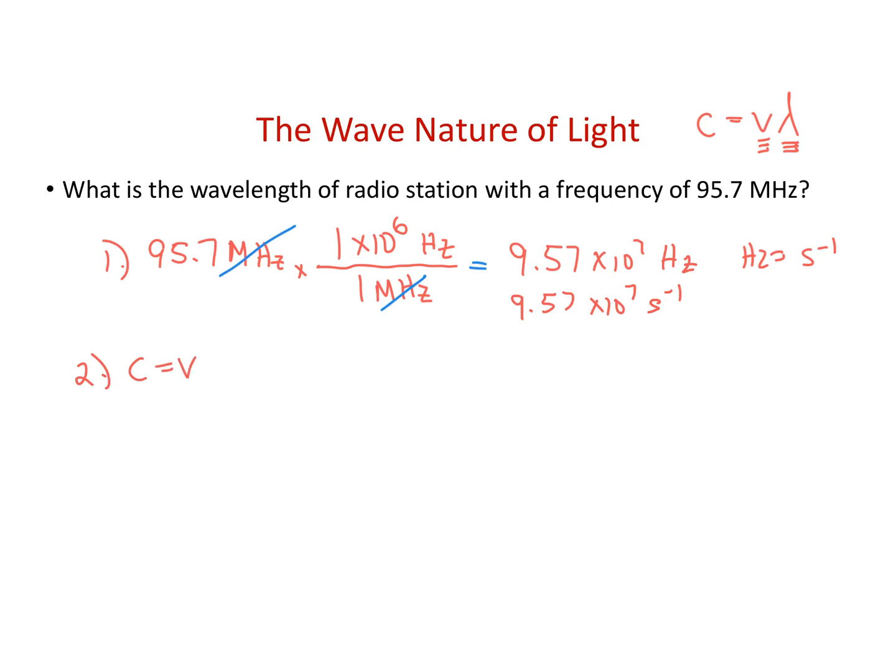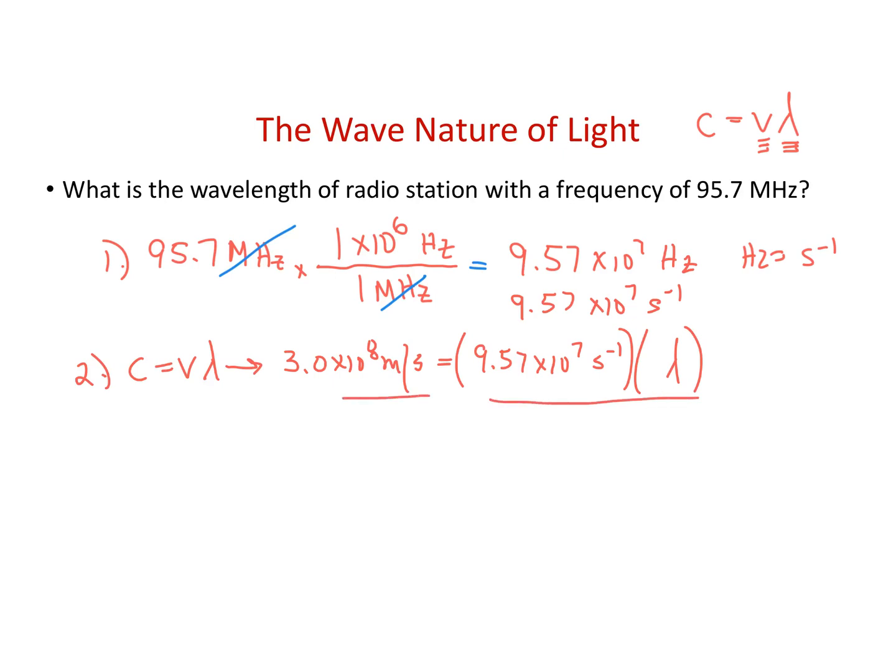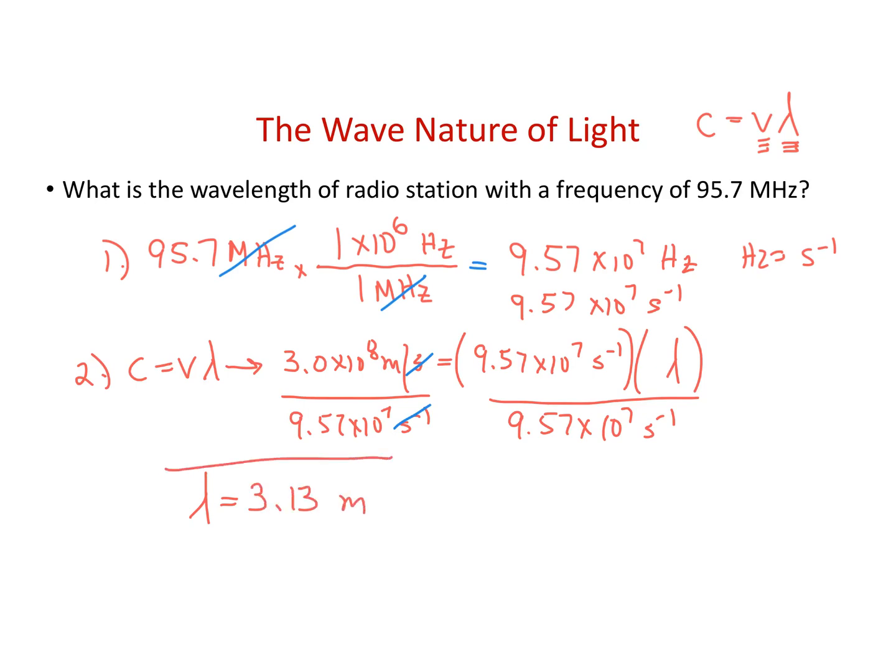c equals frequency times my wavelength. I know c is the speed of light, 3 times 10 to the 8th meters per second. That equals my frequency of 9.57 times 10 to the 7th inverse seconds. And my lambda in this case is the unknown. So I'm going to divide both sides by 9.57 times 10 to the 7th inverse seconds. And I'll see that seconds cancel out, which is good because I'm looking for distance. I'm looking for a distance in a wavelength, and the wavelength is approximately 3.13 meters. So that's close to 10, 11 feet.